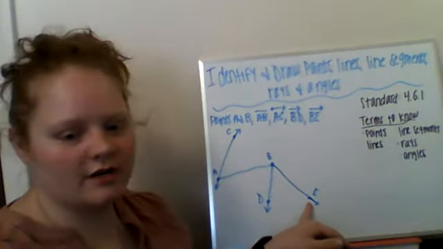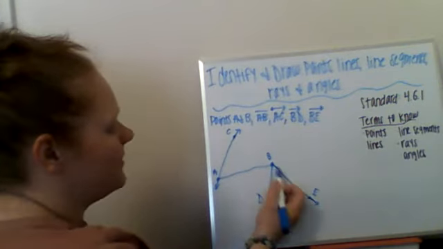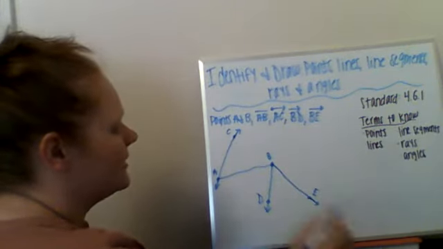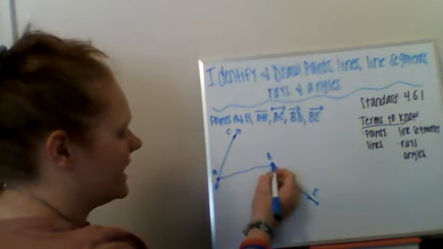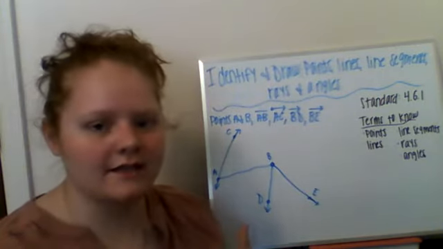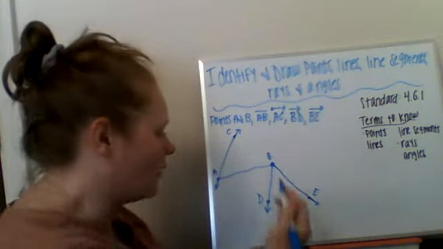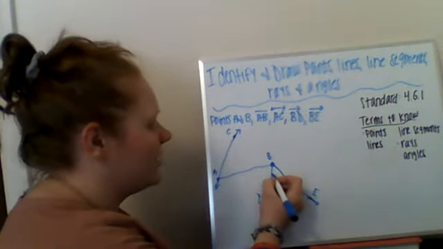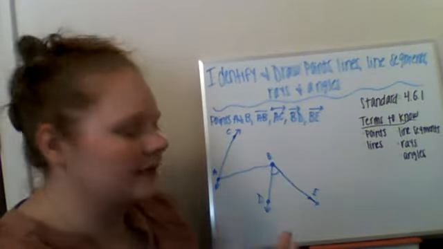Now if you notice right here, my two rays, BD and BE, share the same endpoint B. So they share the same point in the middle. When two rays share the same endpoint, they make an angle. So how you make an angle in a figure is just like a little line in the middle.